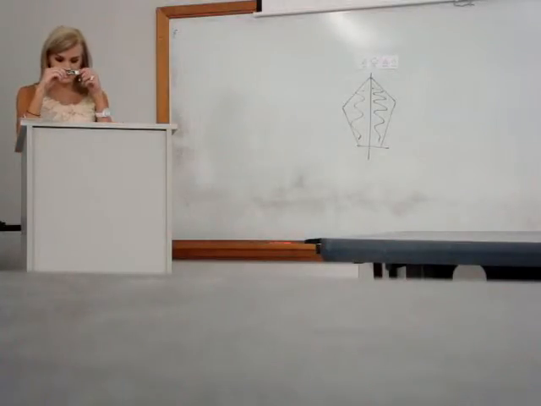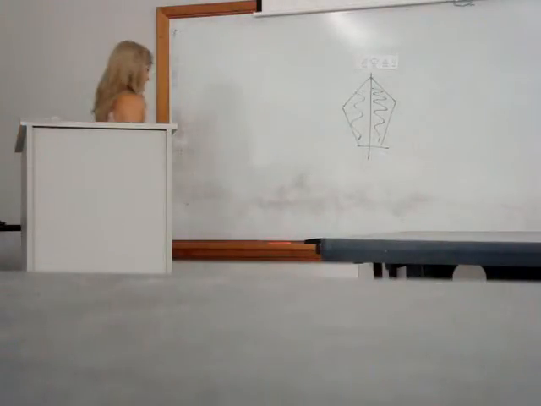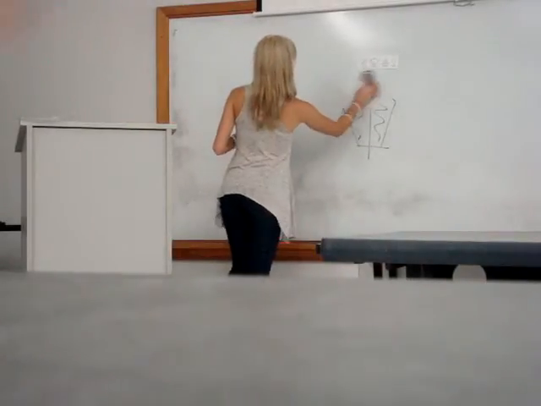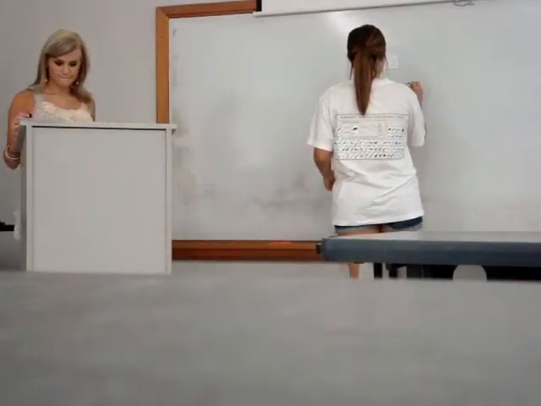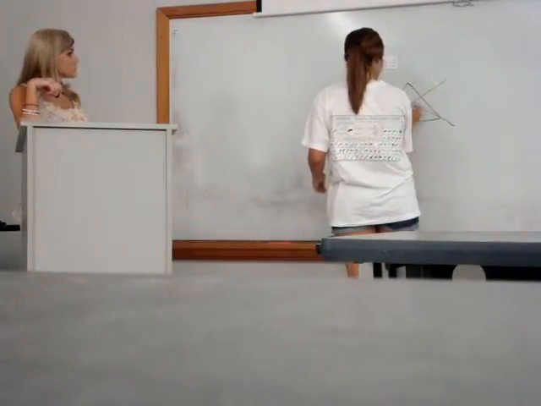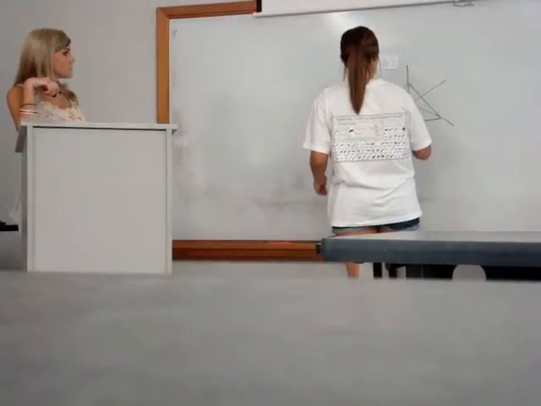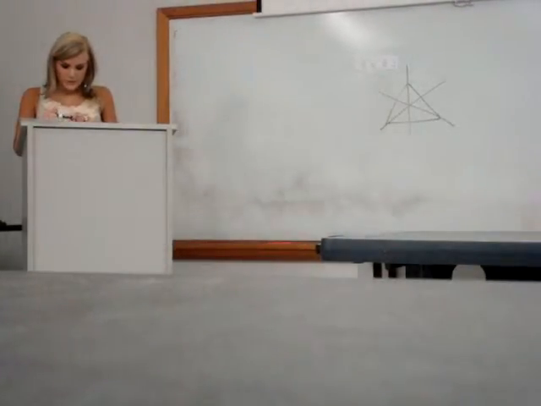In the third picture, there are 3 different lines of symmetry. Can someone please come to the board and draw the 3 ways that you can make a triangle symmetrical? Here's the marker. Good. 2, 3. Perfect. From what Judy did, we can see that the picture has 3 lines of symmetry that are very easy to see.